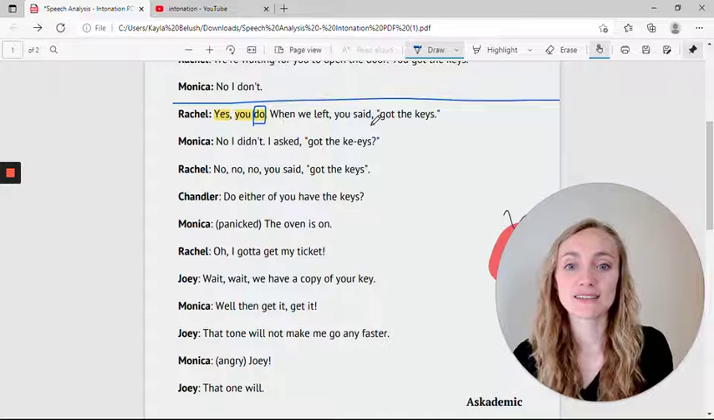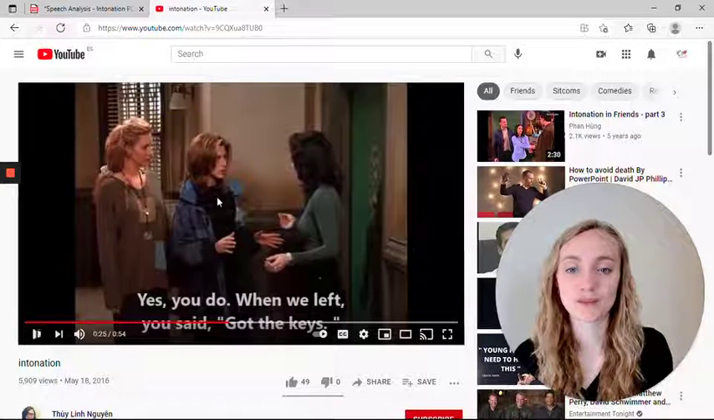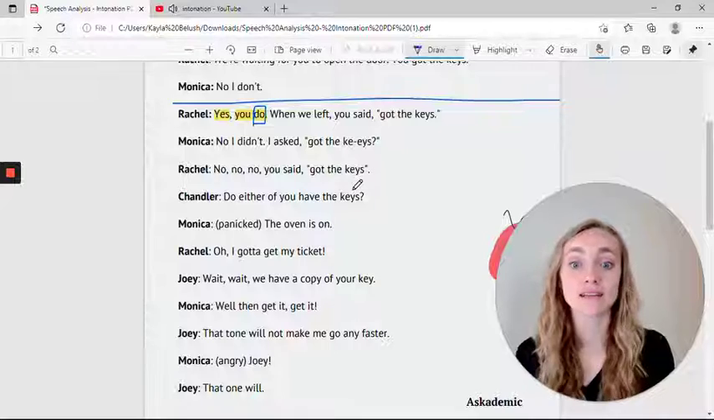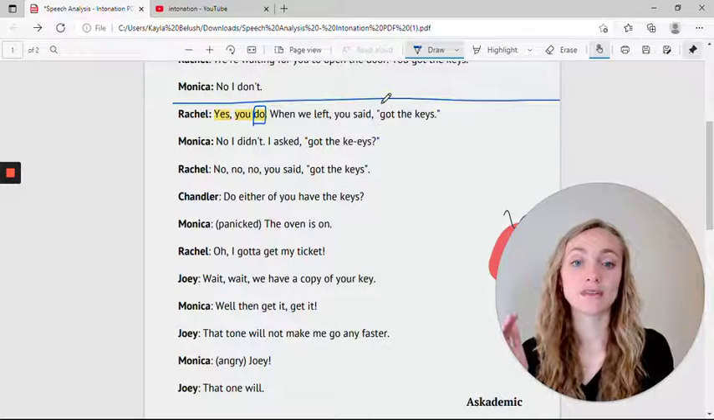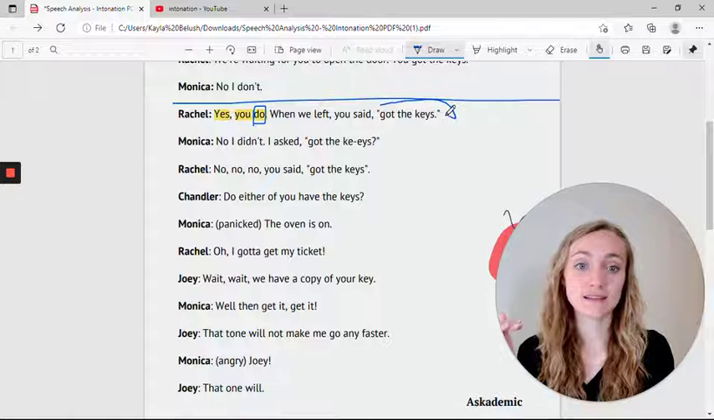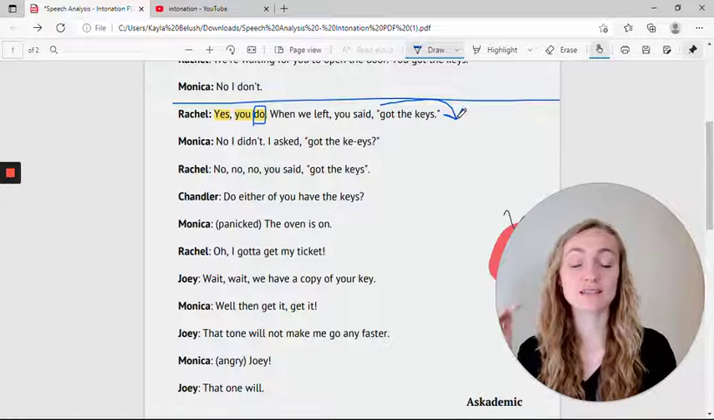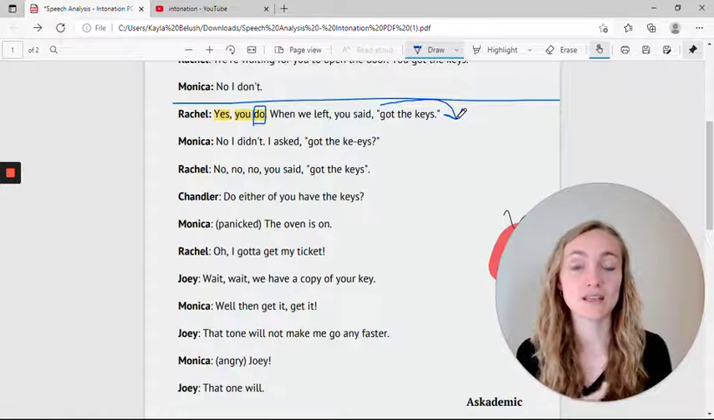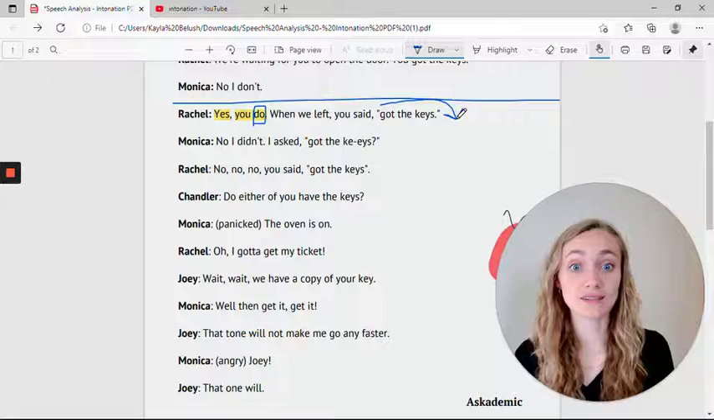Now we're going to pay attention to this intonation here. When we left, you said got the keys. Got the keys. So she understood it as got the keys, like I say in a statement, I've got the keys. So she understood it as a sentence, as a declaration.